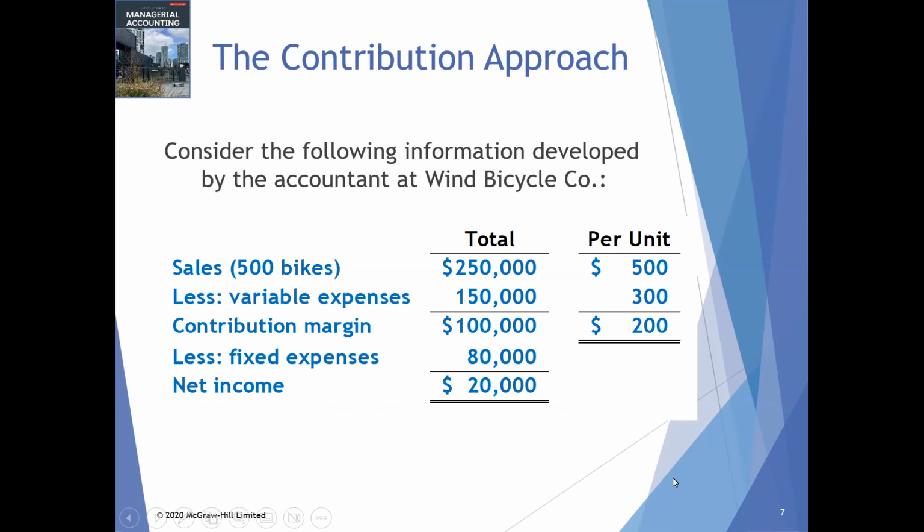Now look at the example here. Consider the following information developed by the accountant at the Wind Bicycle Company. For example, the total sales of 500 bikes is $250,000, less variable expense of $150,000, and the $100,000 is the contribution margin. Now we know that $200 per unit is the contribution margin. Now fixed expenditure we have is $80,000 and net income is $20,000. So we will have a net profit of $20,000, as we have subtracted the fixed expenditure over here.